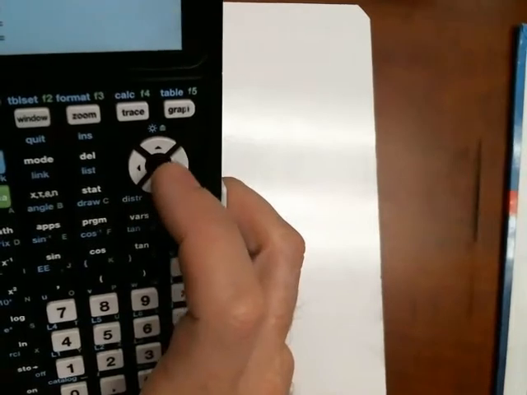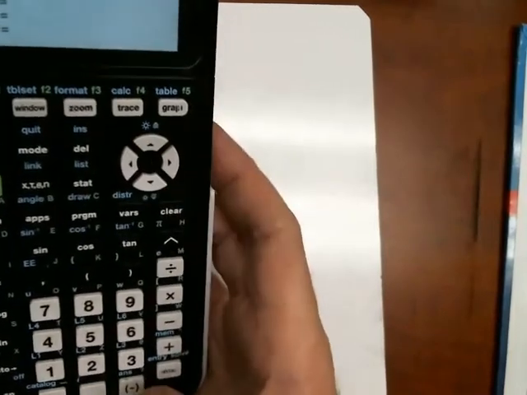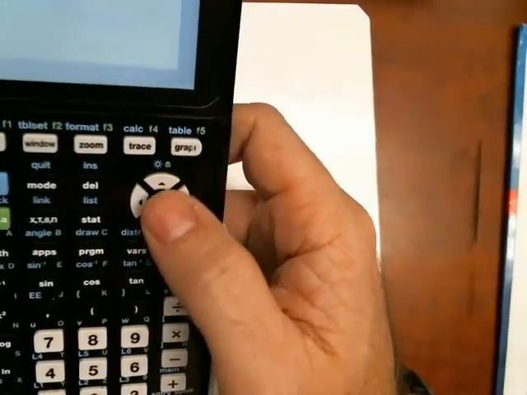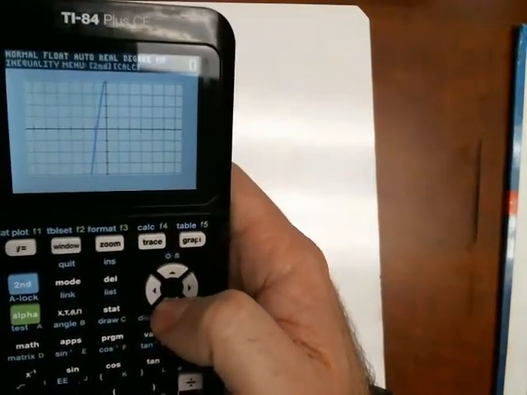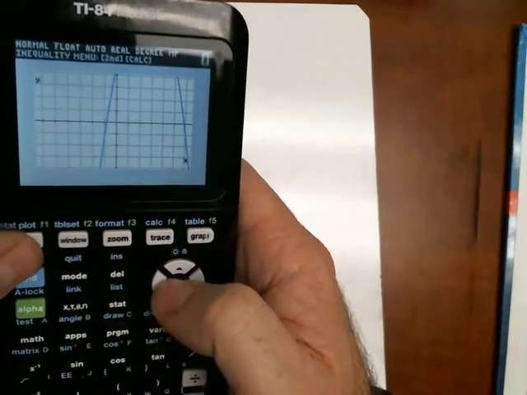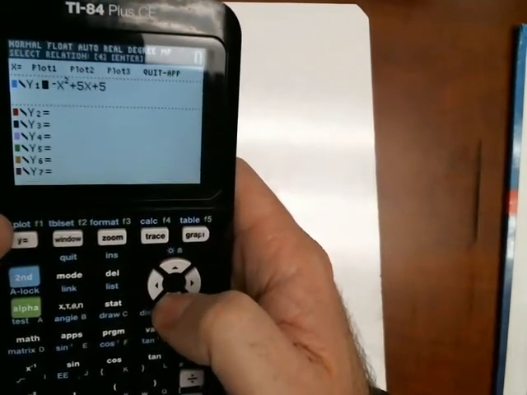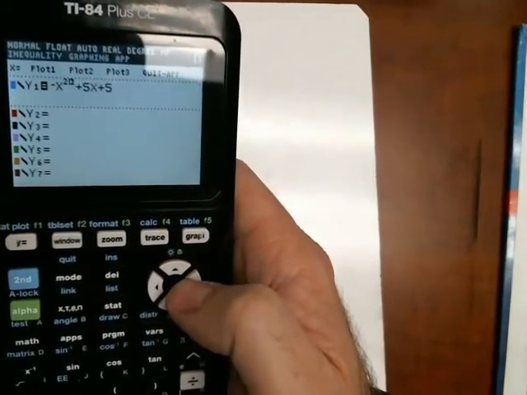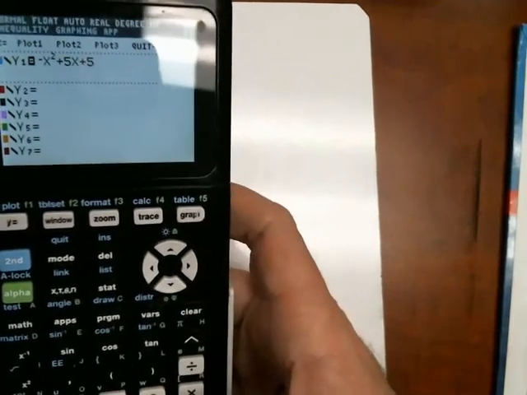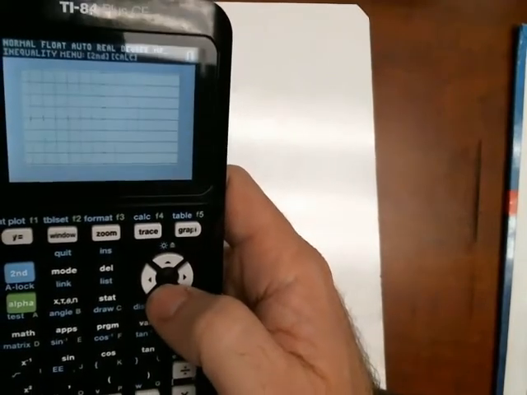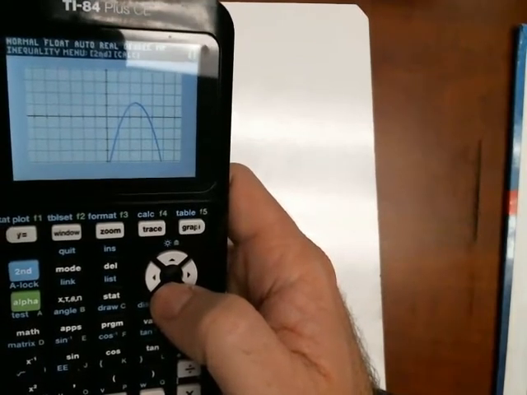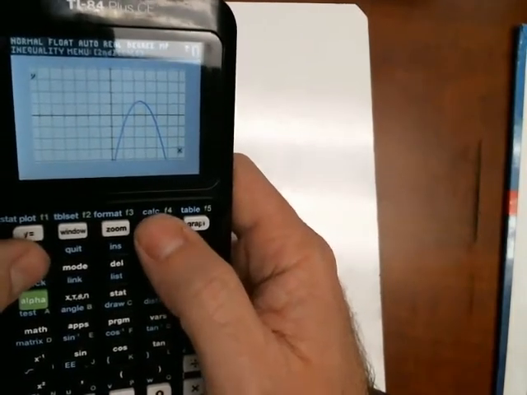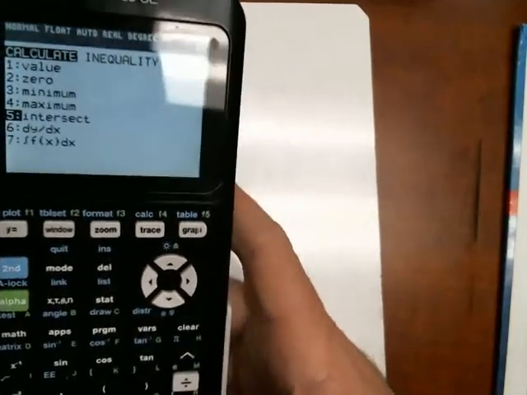If that parabola opens the other direction, if it opens down and has a highest point, let me type one in here that will look better on the graph. Let's go with -5. See if we get a highest point. There we go. Then we're going to look for a maximum. And that would be second calculate. We'll go down to number 4.